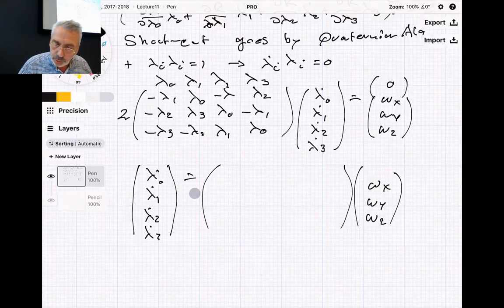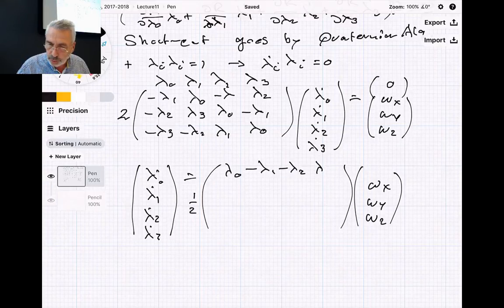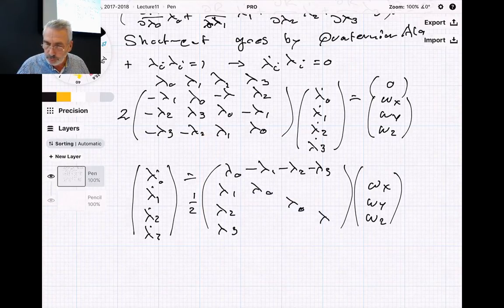What does the inverse look like? Well, there's 1 over 2 here. And then lambda 0, minus lambda 1, minus lambda 2, minus lambda 3. Lambda 1, lambda 2, lambda 3. Lambda 0, lambda 0, lambda 0. And the entries we have here: minus lambda 1, minus lambda 2, minus lambda 3.